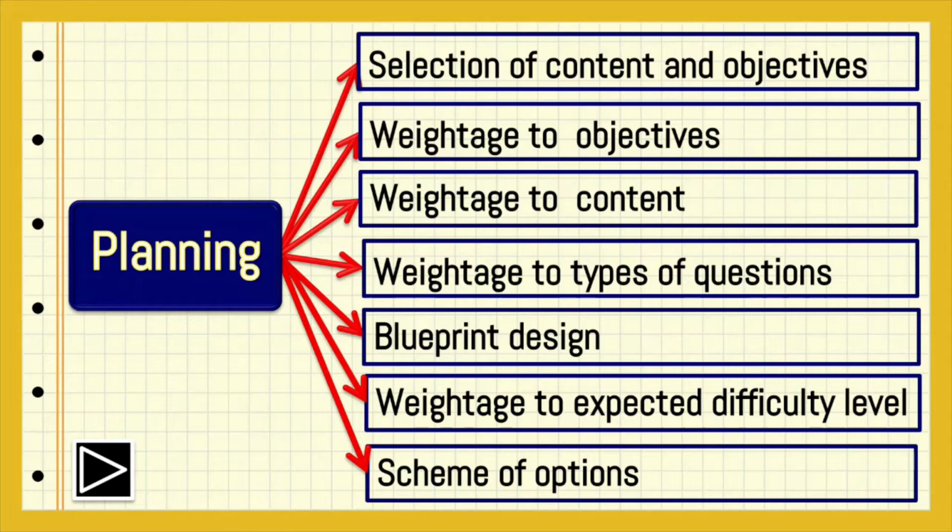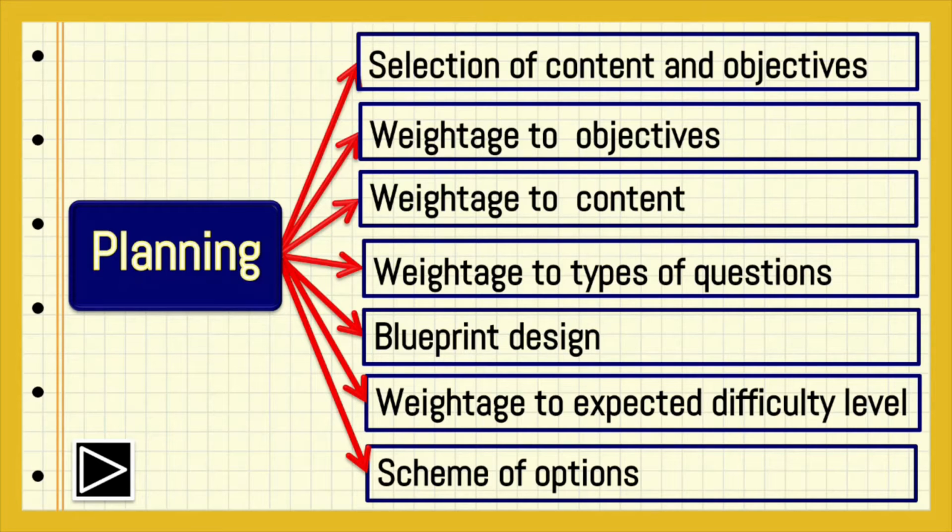To start with, first you need to prepare a design of the test including these dimensions. The very first dimension is the selection of subunits and objectives, which is done during the preparation of unit design. Your unit design will give you an idea about the objectives to be tested in each of the subunits.